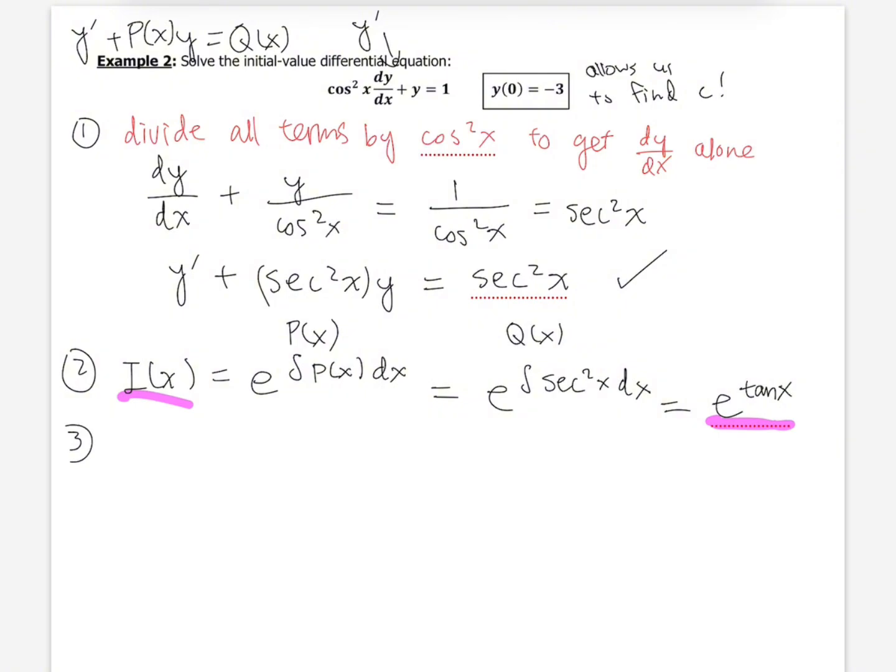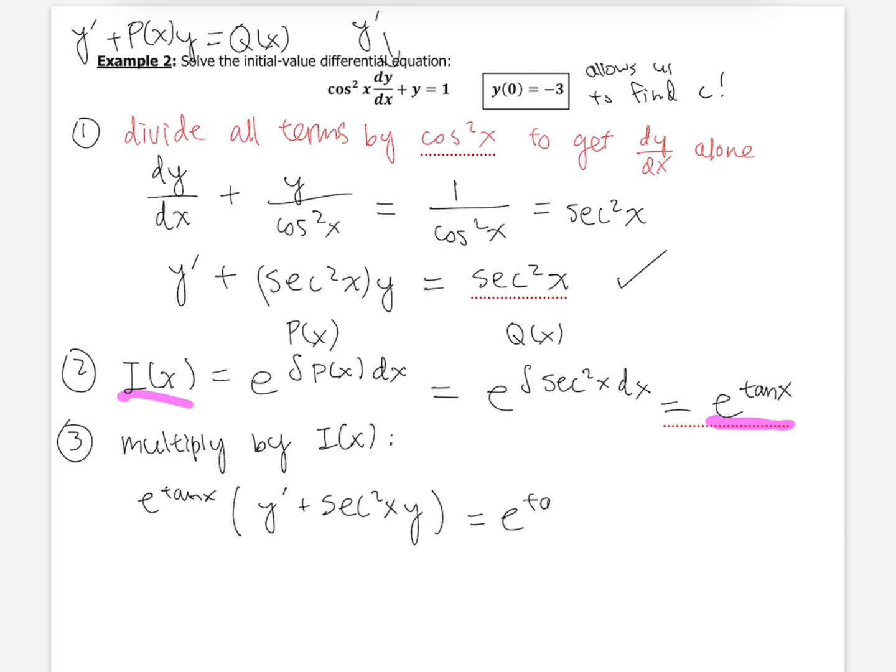Step 3, multiply everybody by the integrating factor. So we have e to the tan x y prime plus secant squared x y equals e to the tan x secant squared x. So I just took this and multiplied both the left and the right side by the integrating factor.